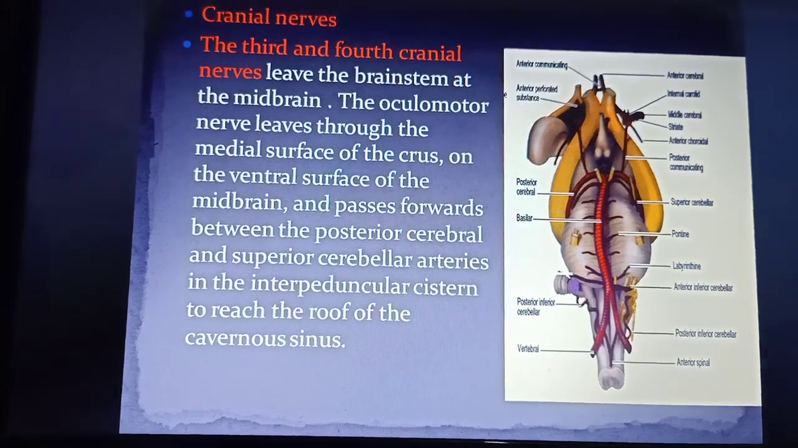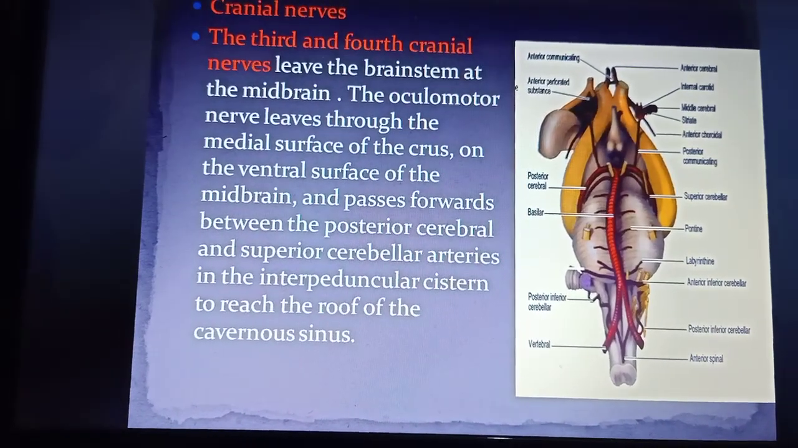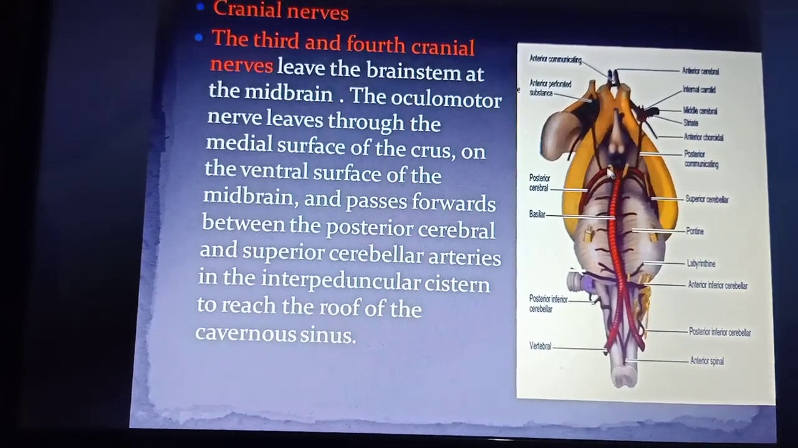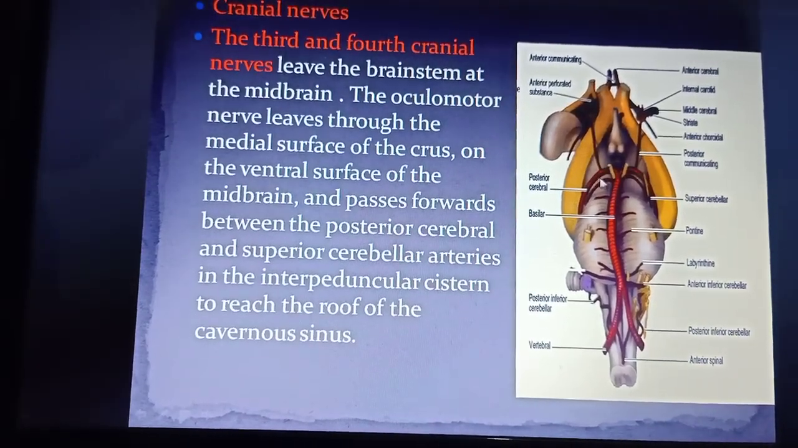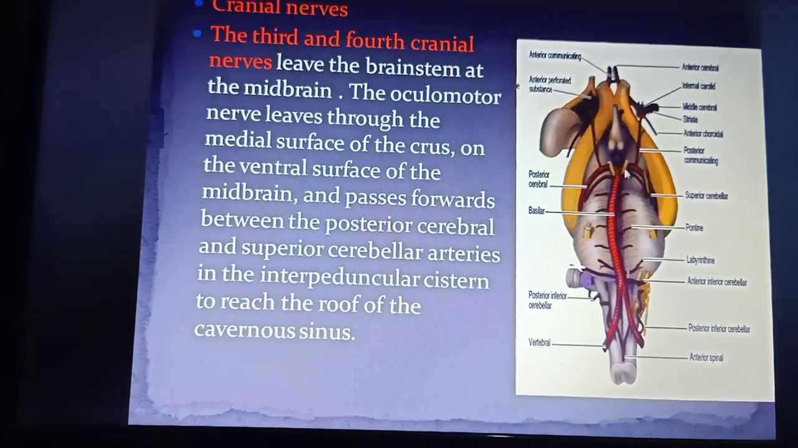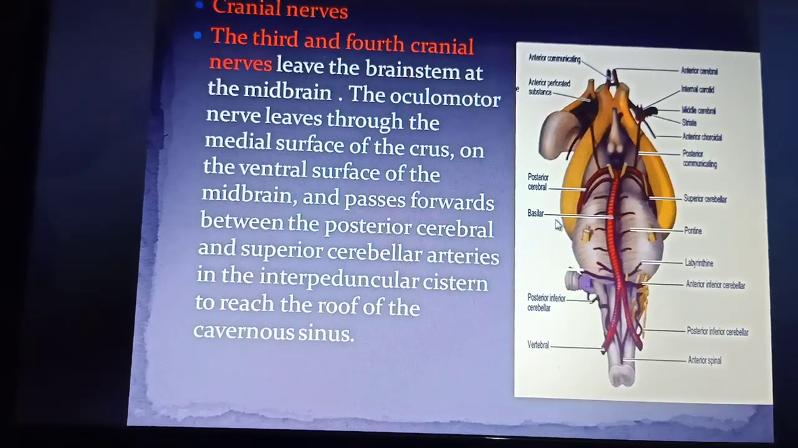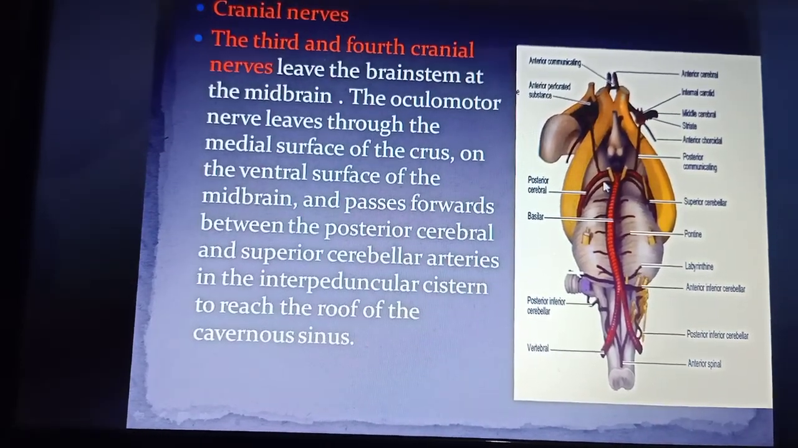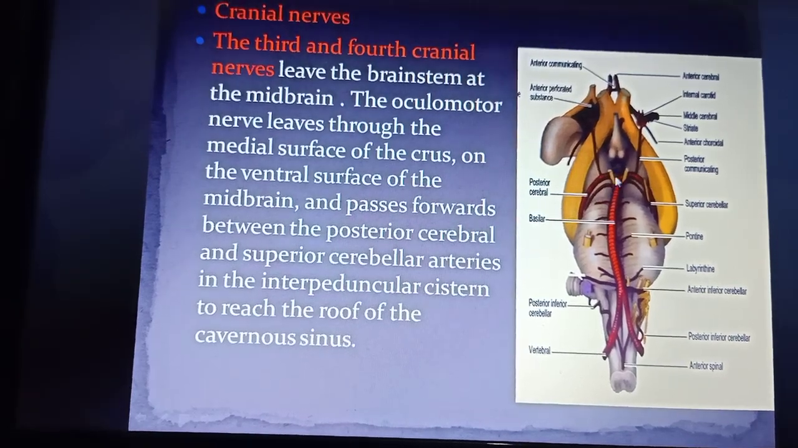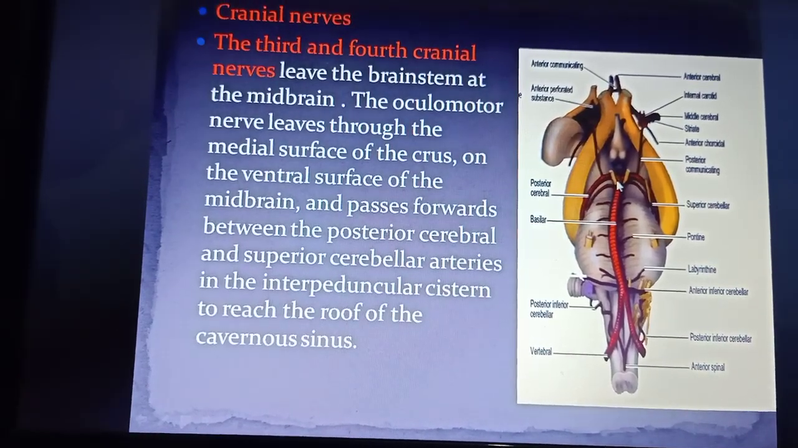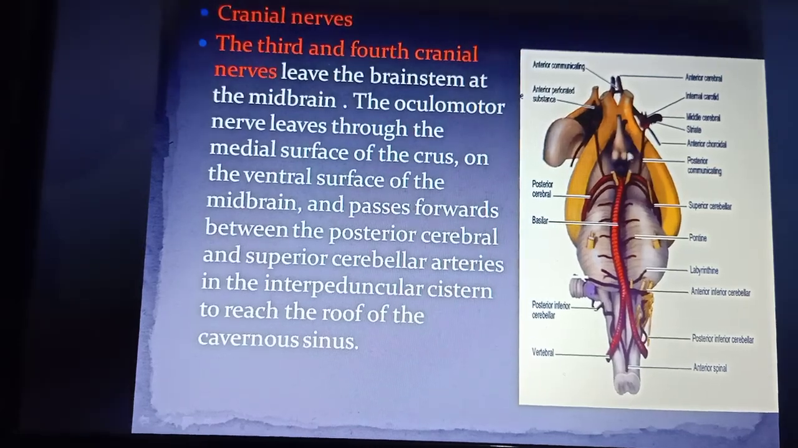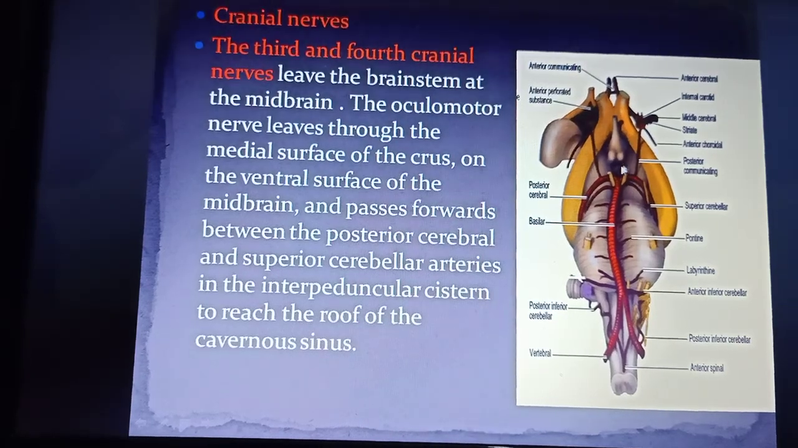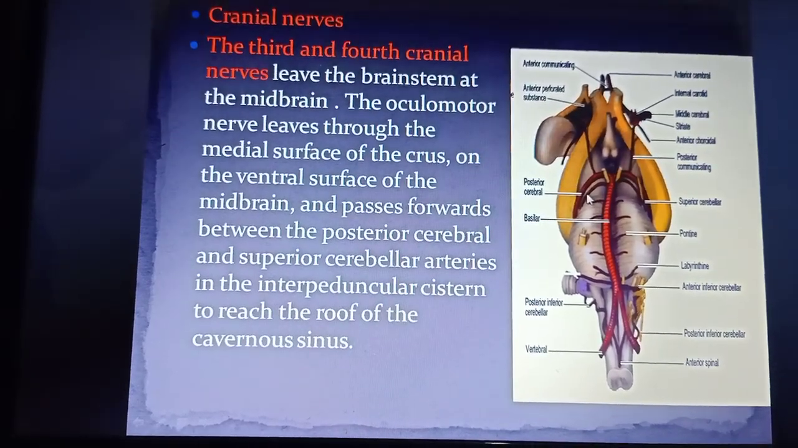The oculomotor nerve leaves the medial surface of the crus on the ventral surface of the midbrain. See in this diagram, this is the crus, the ventral part of the midbrain. Here the third nerve emerges. It passes forward between the posterior cerebral artery and the superior cerebellar artery, into the interpeduncular cistern. Cistern means a pocket of space in the subarachnoid space, to reach the roof of the cavernous sinus.